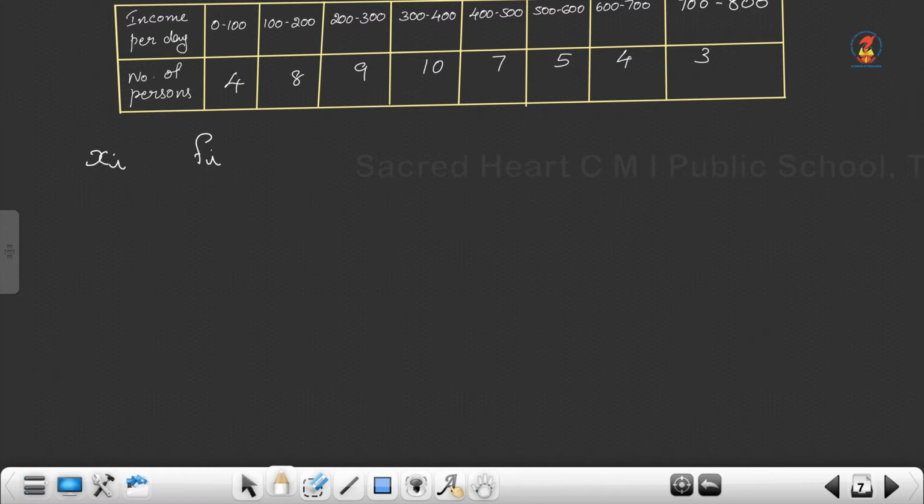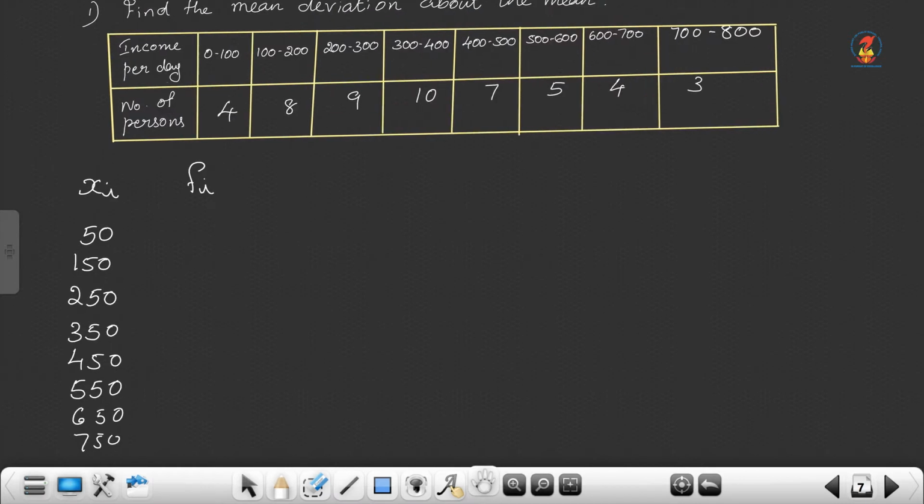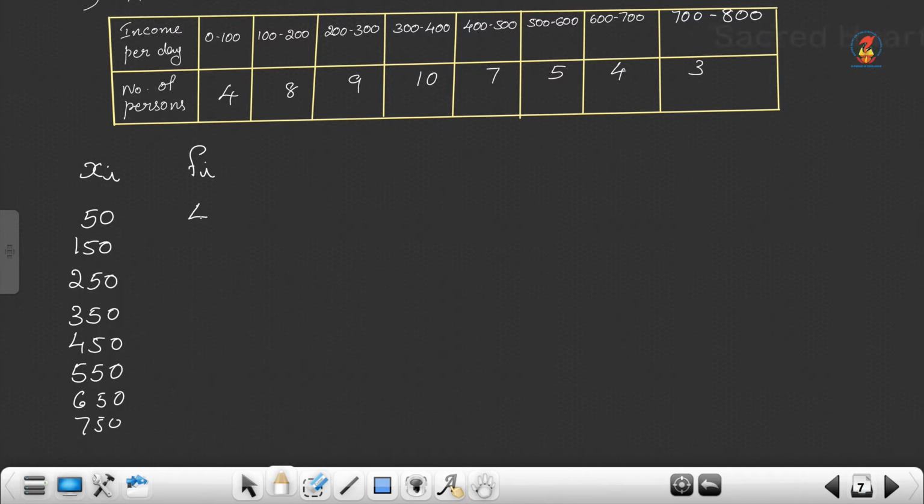So, what is the mid value? For 0 to 100, the mid value is 50, then 150, 250, 350, 450, 550, 650, 750. Is it up to 750? Yes. Now the corresponding frequencies: 4, 8, 9, 10, 7, 5, 4, 3.